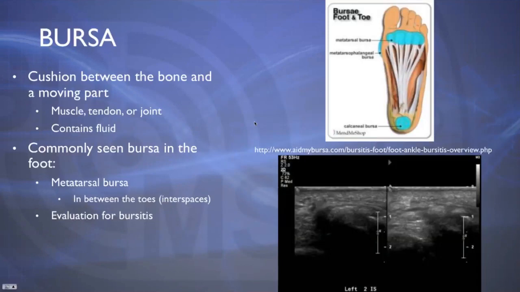Bursa is the cushion between the bone and a moving part, so the muscle, tendon, or joint, and it can contain fluid. Commonly seen bursae in the foot are the metatarsal bursae, which are in between the toes or the inner spaces, and we evaluate these areas for bursitis because that can be quite painful for patients.